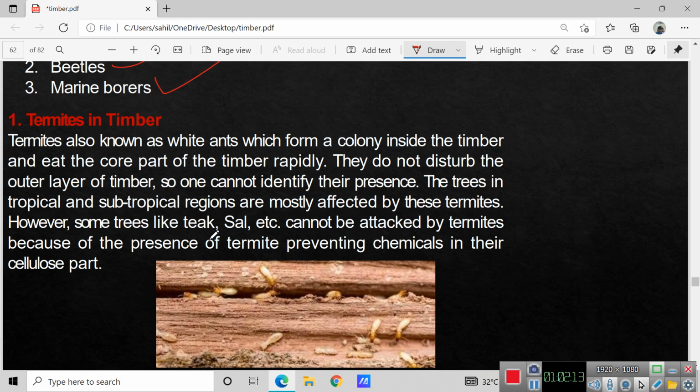However, some trees like teak, sal, etc. cannot be attacked by termites because of the presence of termite preventing chemicals in their cellulose part. So, trees like teak and sal are resistant to termites due to the presence of these chemicals. So, they have a special property compared to other trees.